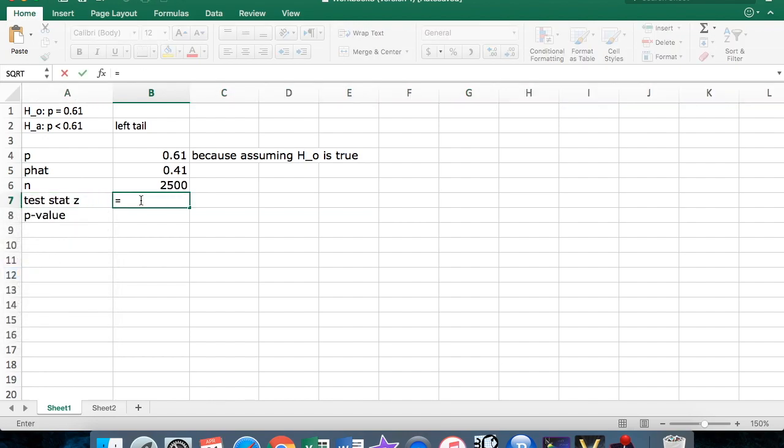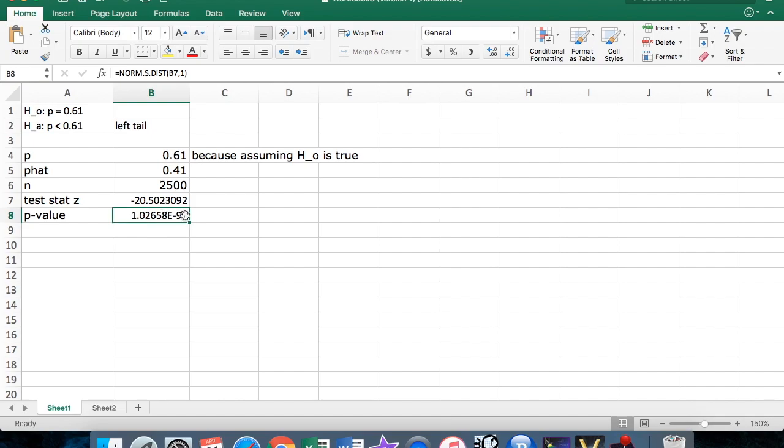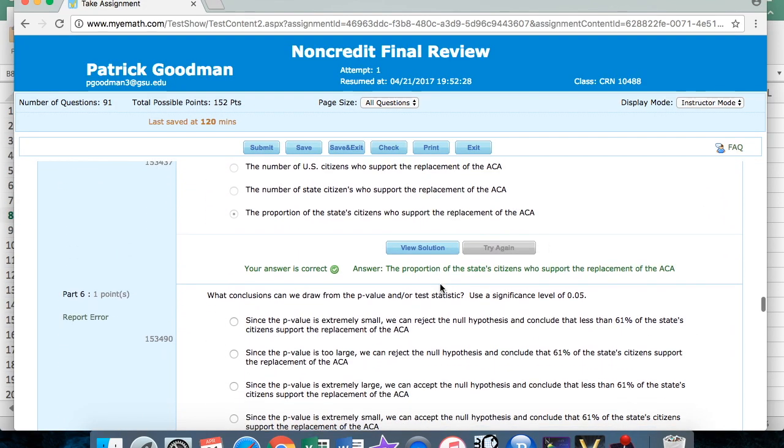Okay, so my test statistic is my difference in my p hat, so p hat minus p, divided by the square root of my p times 1 minus p divided by n. Okay, so that's my test statistic, so negative 20.5. And now it's a left-tailed test, so my p-value is going to be norm.s.dist, because this test statistic is a z-score, so you can always use this. And it's to the left. And of course it's normal because we're dealing with proportions. All right, and there we go. And this just means it's 0, right? This is 1.02 with 92 zeros in front of it, and you move the decimal place that way 92 times. So definitely p-value of 0.